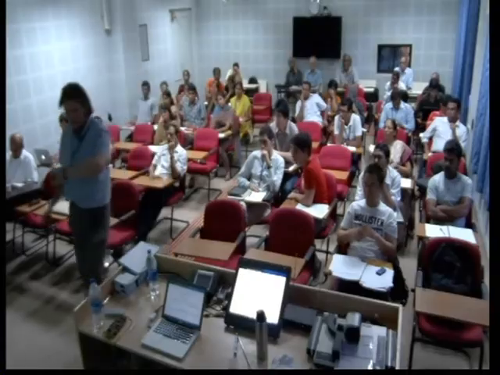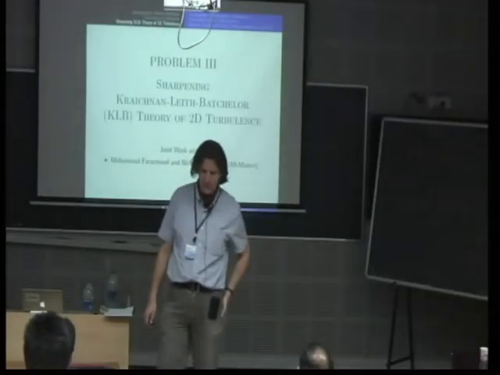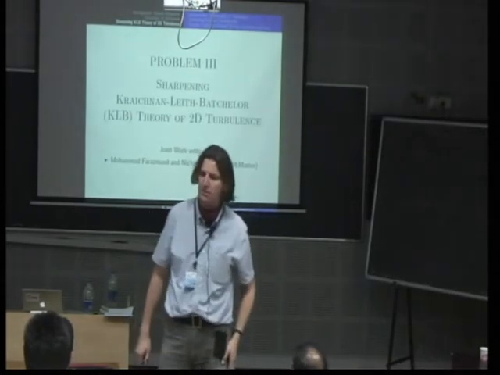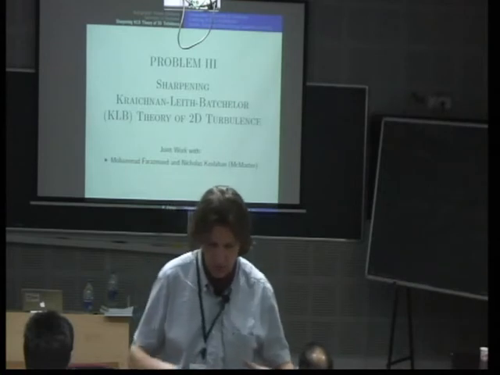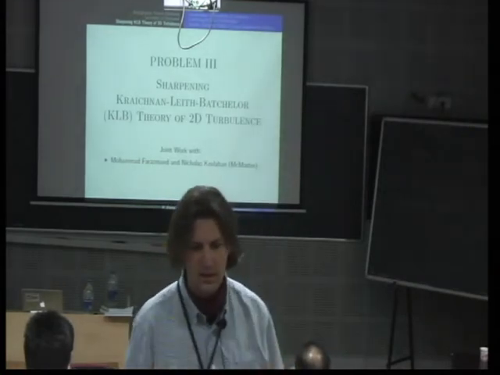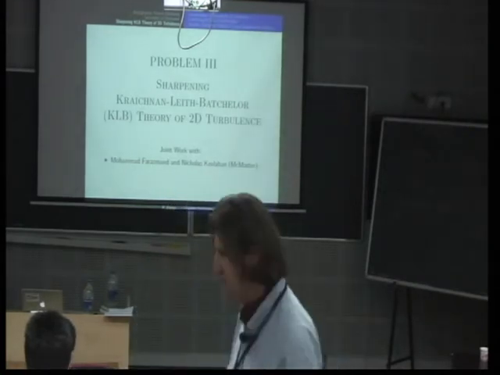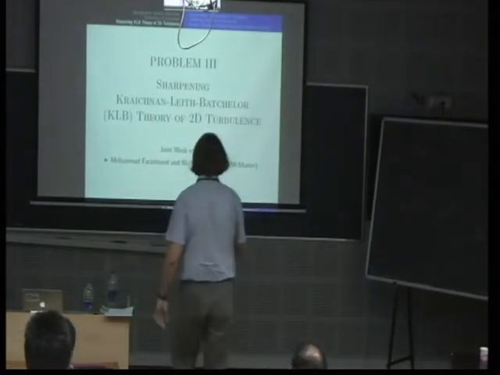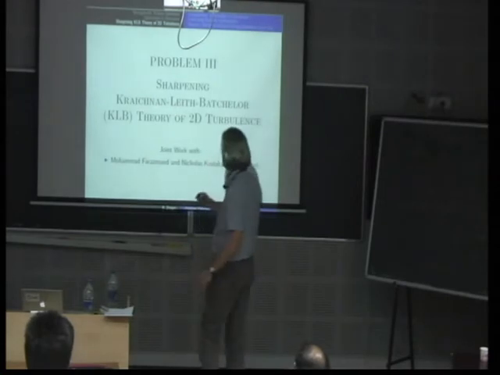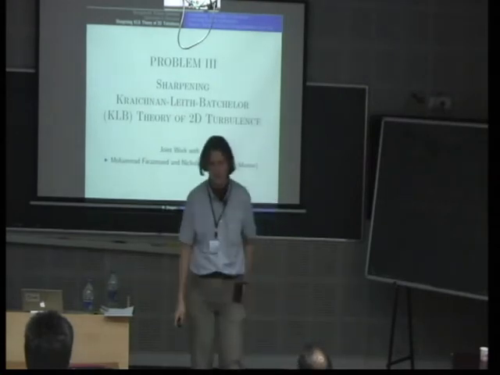I guess I have another 10 minutes or so. In this time, I would like to present yet another application of variational optimization methods to refine or sharpen a problem in physical fluid mechanics. It has to do with the so-called Kraichnan-Leith-Batchelor theory of 2D turbulence.